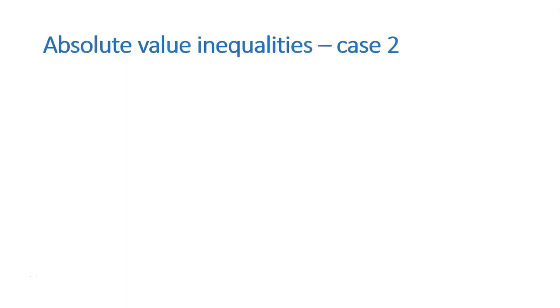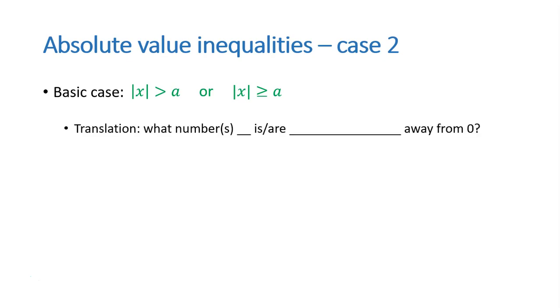Now let's look at our final case. So we've looked at equations, we've looked at inequalities with less than or less than or equal to. So our final case is inequalities with a greater than or a greater than or equal to symbol. So again, if we want to think of this as translated into a question, the question is what number or numbers represented by the variable x is or are more than a units away from 0.